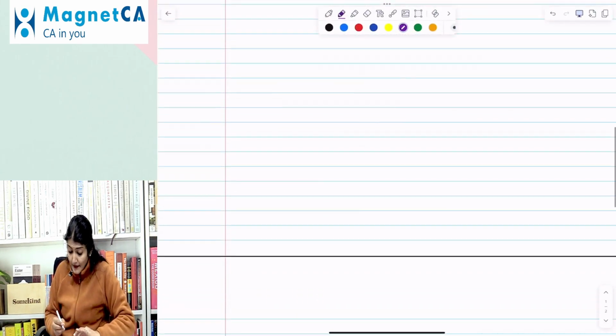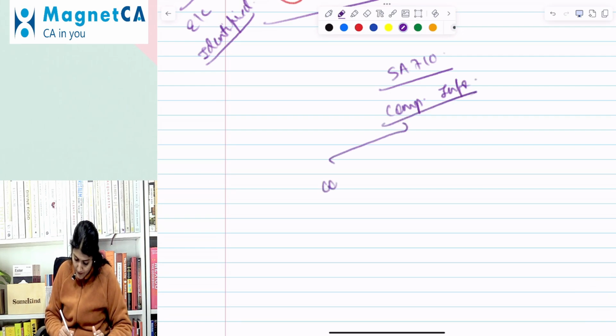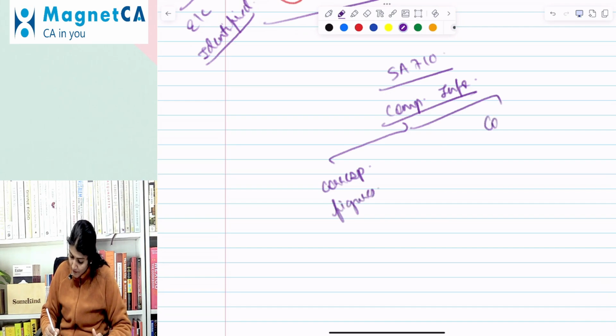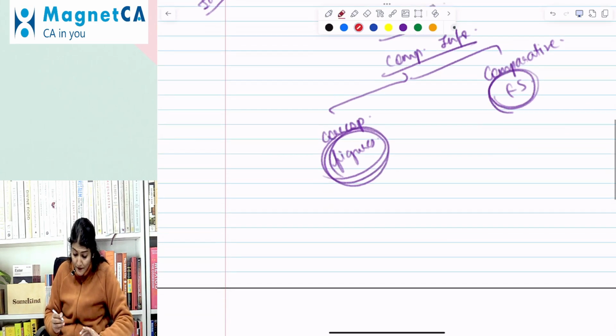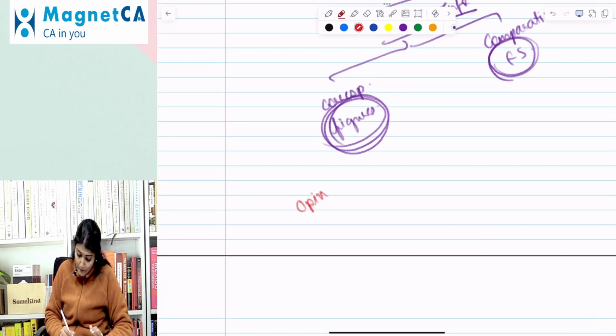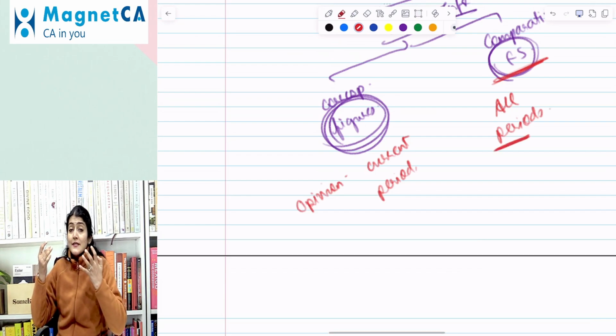So one, comparative information, SA 710, could be given in the form of corresponding figures, or it could be given in the form of comparative financial statements. Corresponding figures means only previous year figures are given. The auditor's opinion is only for the current period. Whereas with comparative financial statements, the auditor's opinion is for all the periods for which the comparative financial statements are given.